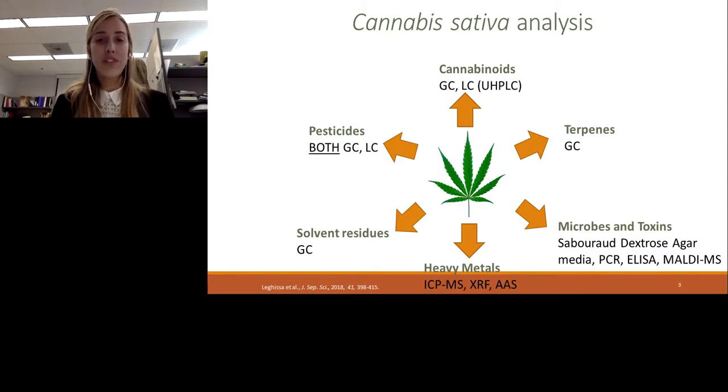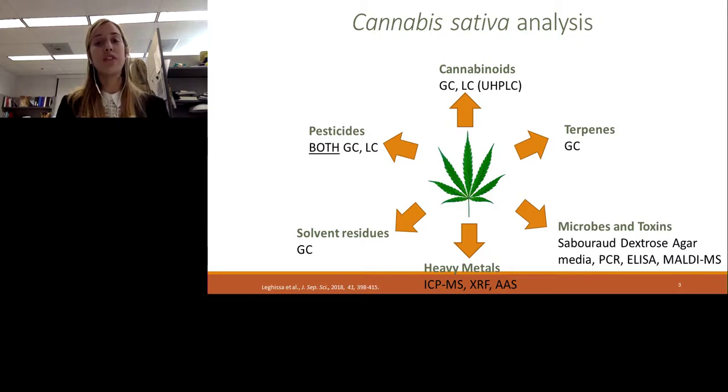So as we can see from this little diagram, there are mainly 6 different types of analytes that researchers want to study in cannabis sativa. Cannabinoids are the main components of the plant and are the chemicals that give the psychoactivity and the medical benefits. Terpenes are actually not only found in cannabis sativa, but pretty much in all types of plants. And those are the molecules that confer fragrances and aromas.